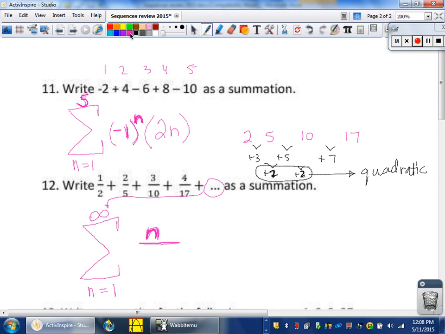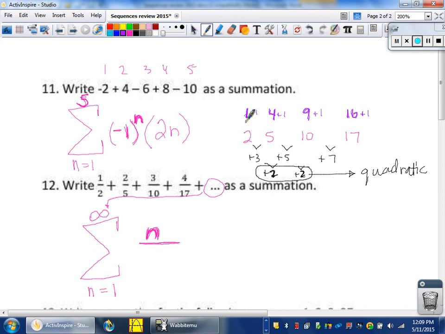But what if we did this? Does this look more quadratic to you? 1, 4, 9, 16. Okay, these are perfect squares. These are something raised to the second power. 1 to 2, 4 to 5, 9 to 10, 16 to 17. So these are all plus 1s, plus 1, plus 1, plus 1.